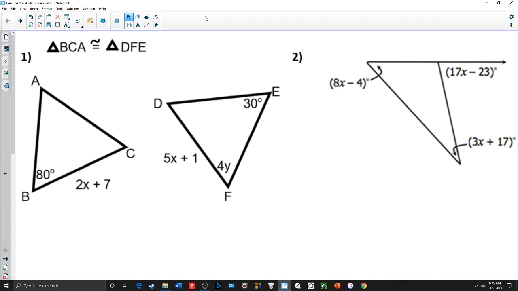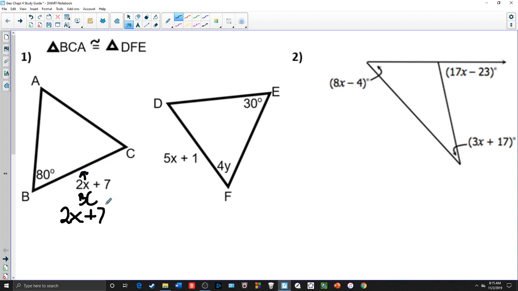So the first one we have here, triangle BCA is congruent to triangle DFE, and we're given the pictures, and we want to find both x and y. So let's start with the x first. So when you're doing this problem, you want to first figure out, okay, where is one piece with my variable in it? So we see a 2x plus 7 right there. So we'll write 2x plus 7. So this is side BC. Okay. So this 2x plus 7 goes with this side right there.